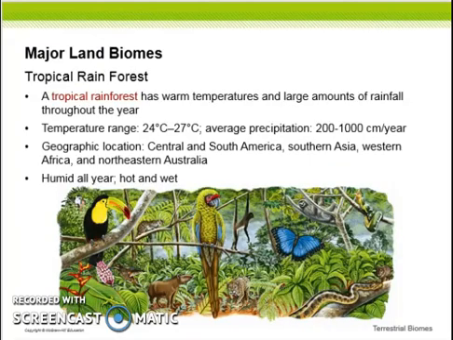Tropical rainforest has warm temperatures and large amounts of rainfall throughout the year. Geographic location: Central and South America, Southern Asia, Western Africa, and Northern Australia. It is humid all year, hot and wet.